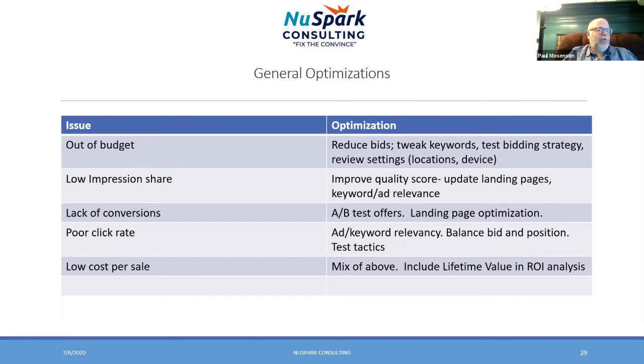Your ads and keywords have to be relevant with each other, or else people aren't going to click. Low cost per sale: again, that's a mix of everything above. You might need to include lifetime value when you measure ROI, as I always recommend, and so you have a real cost per sale calculation there. These are just examples of things we have to look at to optimize campaigns.